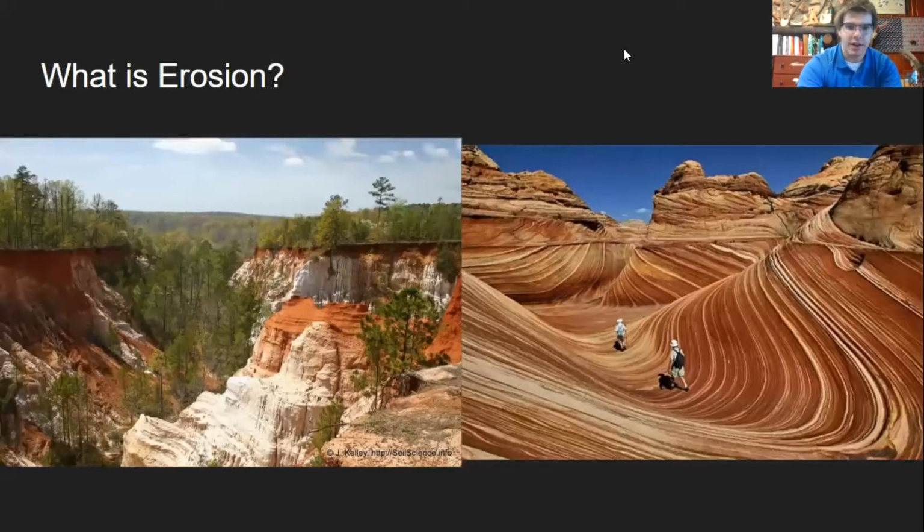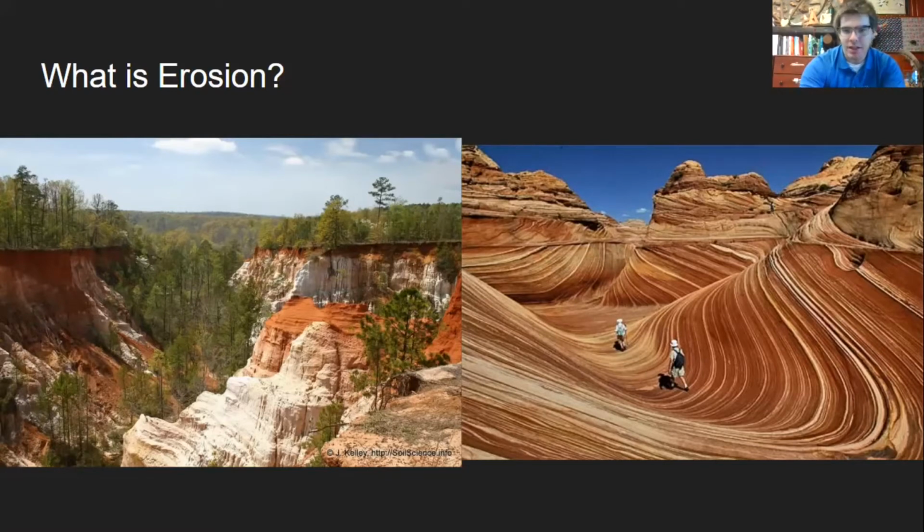So let's define what erosion is here. One of the ways that water shapes our planet, in fact, the major way that water shapes our planet, is through a process known as erosion. Erosion is caused by three things mainly: wind, water, and ice.